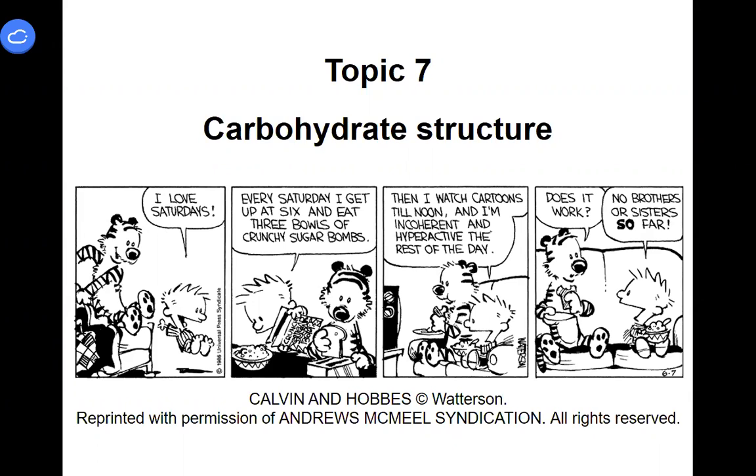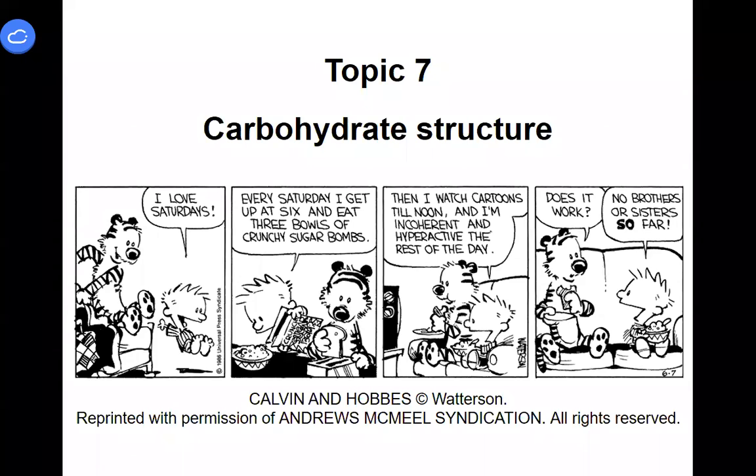Today we're going to have the thrilling conclusion of topic 7, which is carbohydrate structure. And I haven't talked a lot about functions of carbohydrates yet, but this is one conceivable function of carbohydrates as a form of birth control. Here, as Calvin has discovered, that's sort of tongue-in-cheek. Carbohydrates are not actually used for birth control.